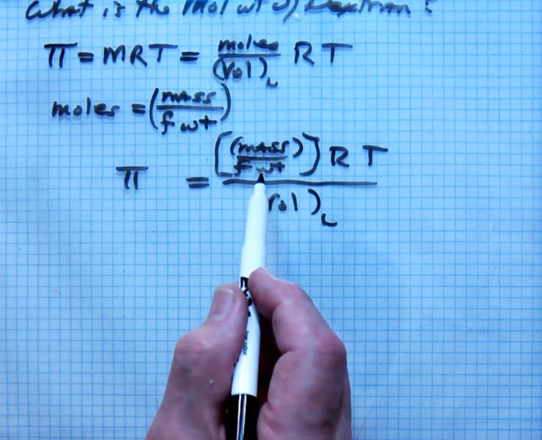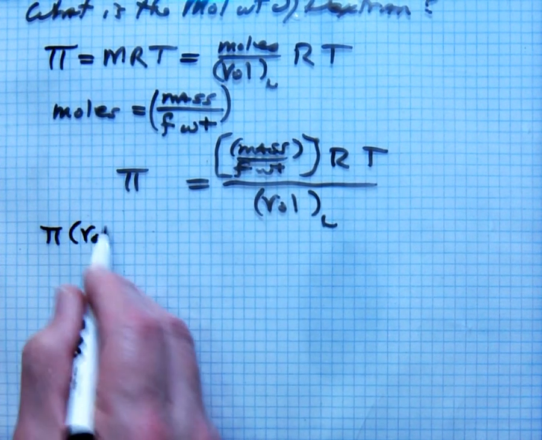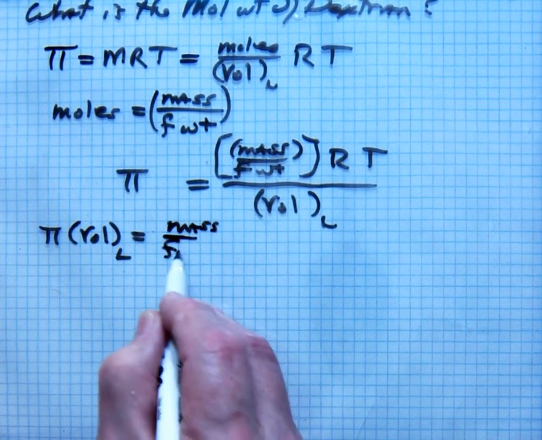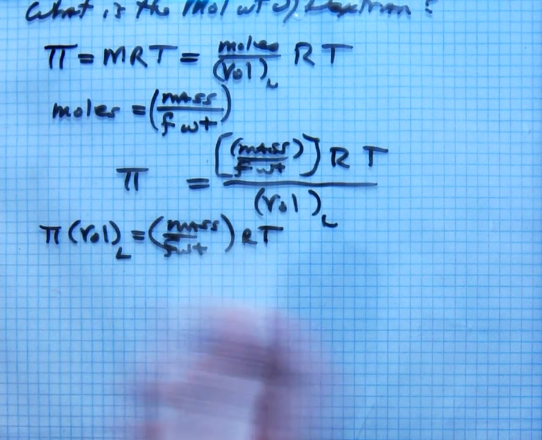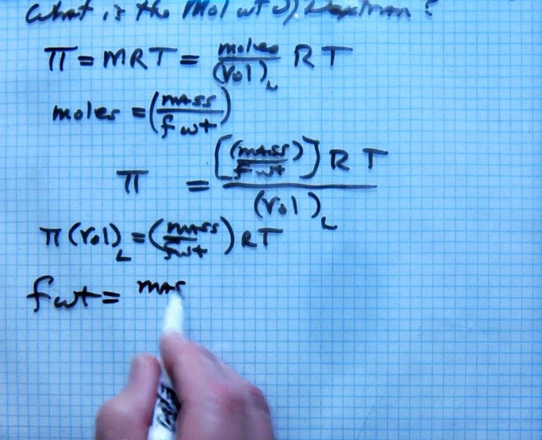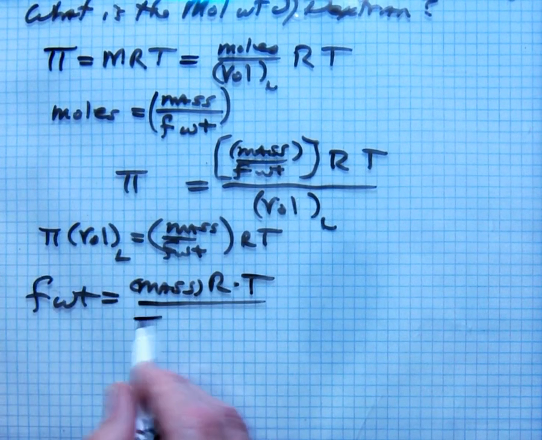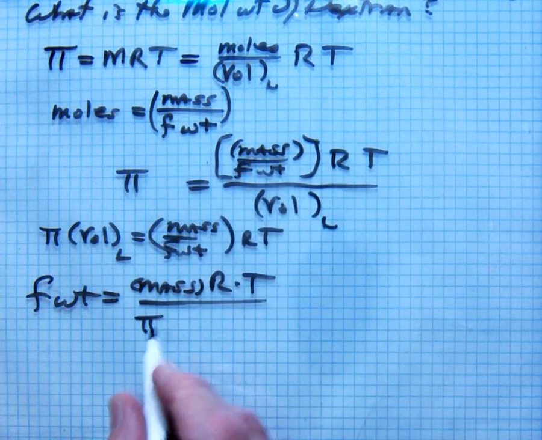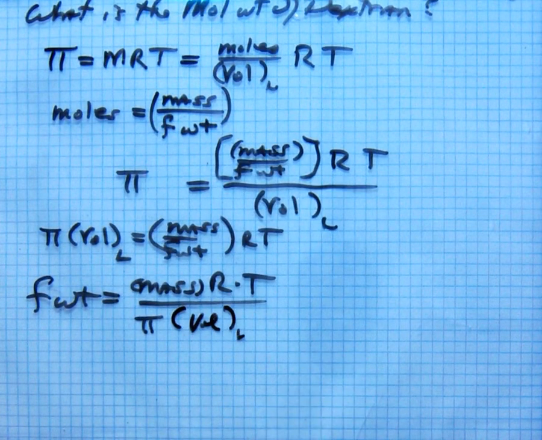So to get to this right here, I'm going to start here, pi times volume. I have to do things in parts and pieces. That's mass over formula weight, RT. Then I can take formula weight, multiply both sides, and I'll have my formula. Formula weight now is equal to mass in grams times R times T divided by osmotic pressure, which was 1.47 millimeters, osmotic pressure, times volume expressed in liters.